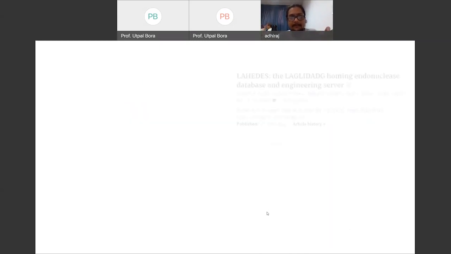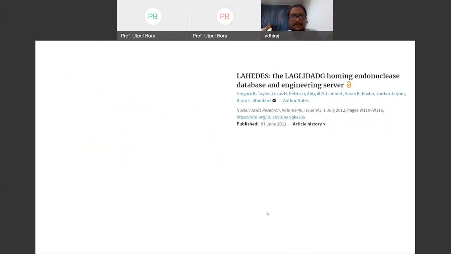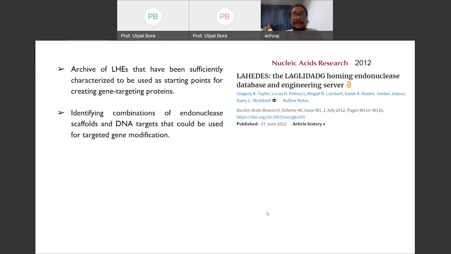So after that, there came a newer version of it, which is LHEDES, a homing endonuclease database that works the same way, and it was published a year later in 2012. It is an archive of LHEs. Initially it was done only on LHEs, but later on they added every other family as well. But since in their paper they have mentioned only LHs, I have kept it here as LHs. So it is an archive of LHEs that have been sufficiently characterized to be used as starting points for creating gene targeting proteins, right?